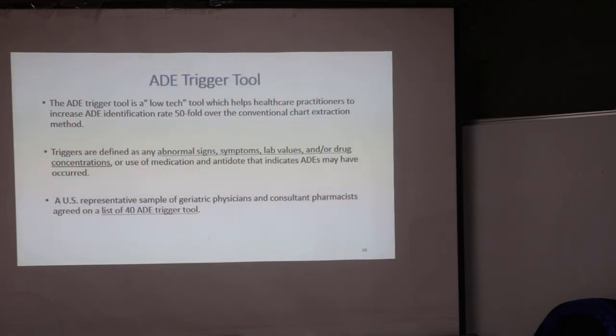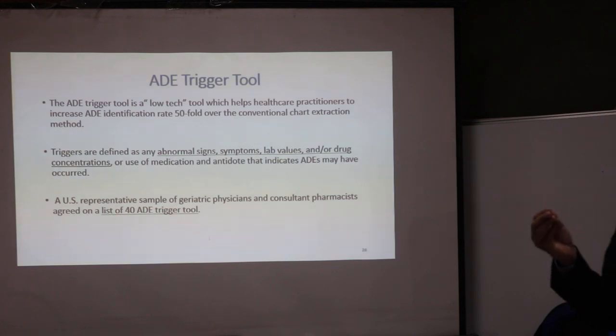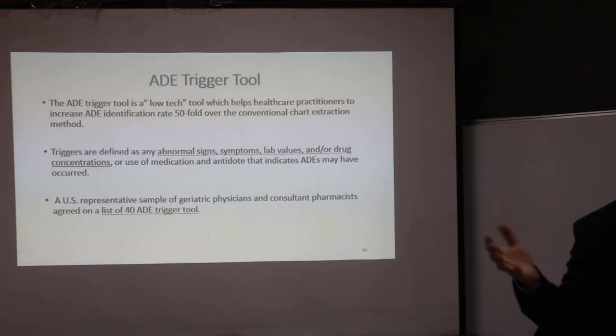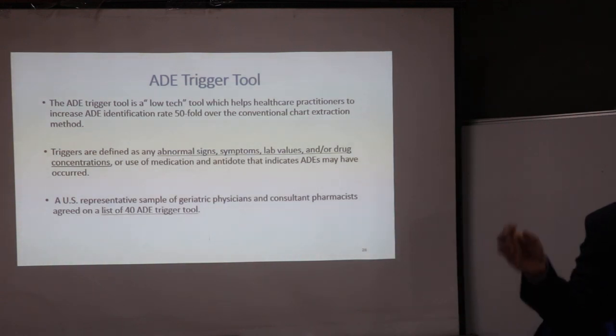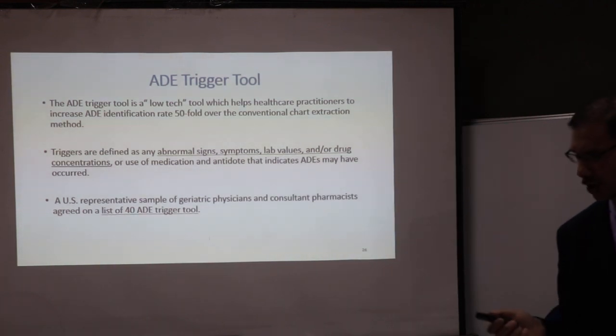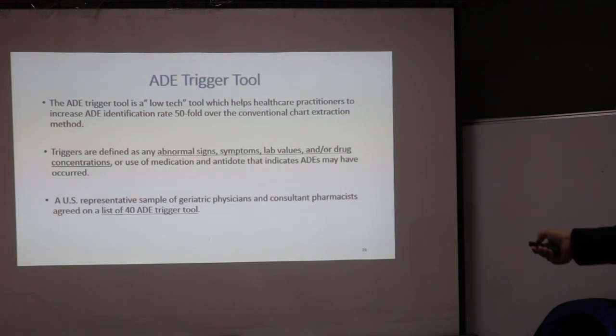I used a tool called the ADE trigger tool. This tool is simple. They get CMS, the Centers for Medicare and Medicaid. Medicare means people above 65, and most of the people in nursing homes are above 65. Because who usually gets admitted to nursing homes? Either elderly, which is the majority, or disabled people, like people who need care, or cognitively disabled: dementia, depression, or all these psychiatric issues.